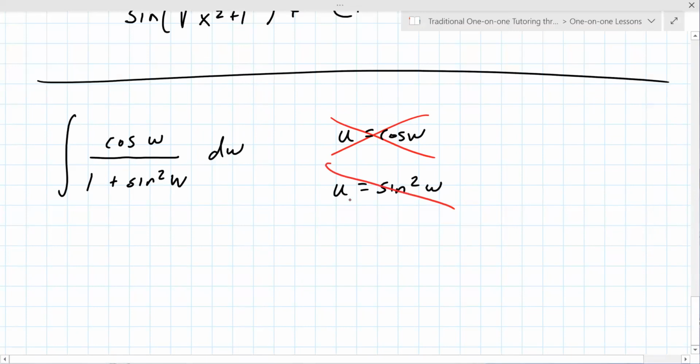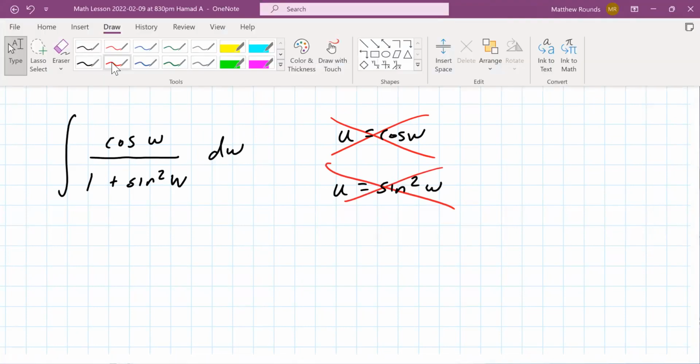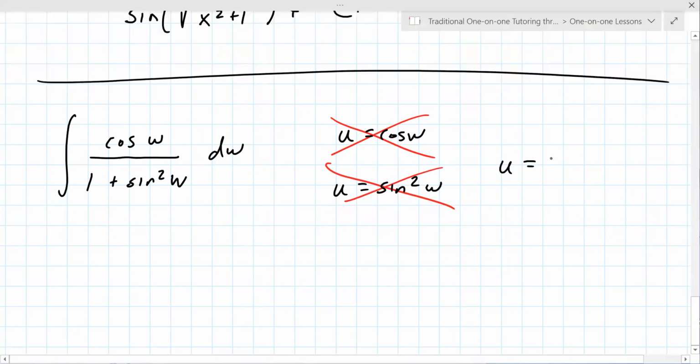One? Nope. And that's the hard part, right? It's like, how do I know? So the correct answer is sine W. Okay. Now, I don't have a good way to tell you to know that. I just chose this problem because it illustrates the problem with u substitutions: you really have to know how to do them.